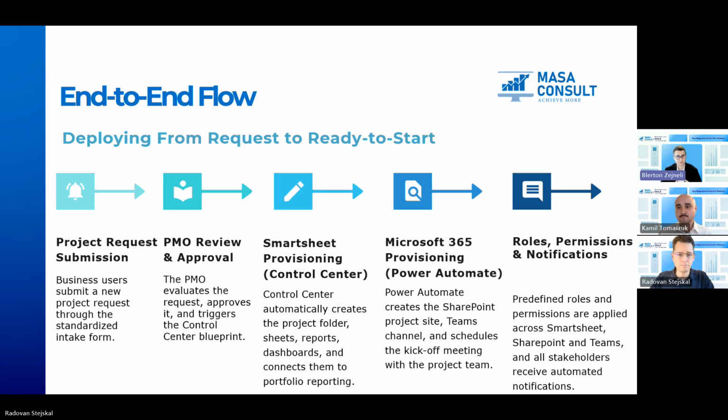That approval triggers Smartsheet Control Center to create a new project from the blueprint, including all the standard artifacts you need: open points, risk registers, project plans, dashboards, program overview, and so on. At the same time, Power Automate takes over and creates the SharePoint site. It creates a team channel for this project, assigns the right owners and members, and even schedules a kickoff meeting with the right people.